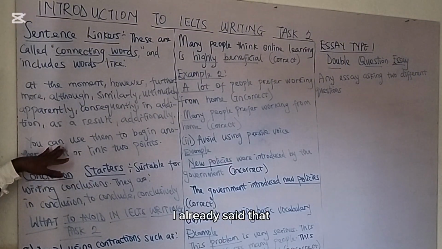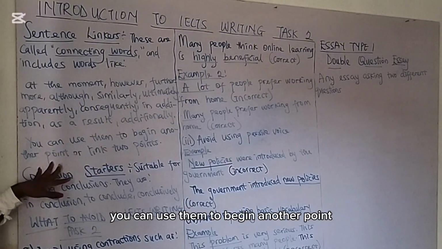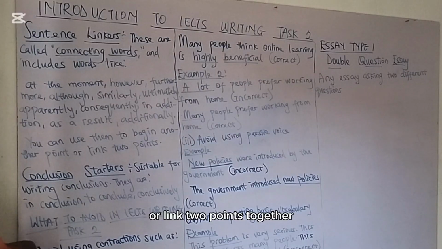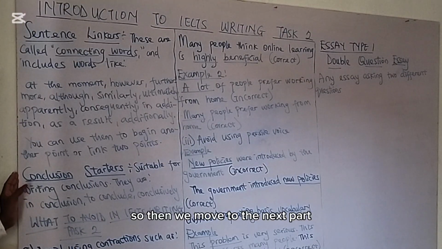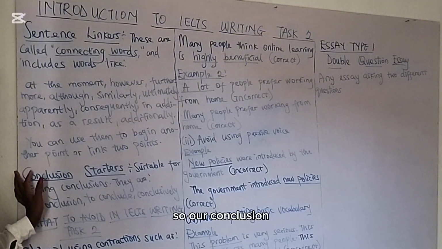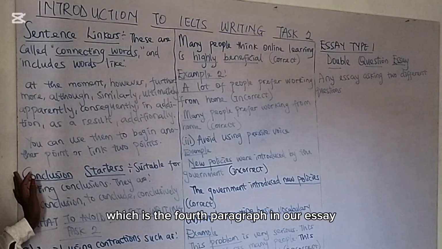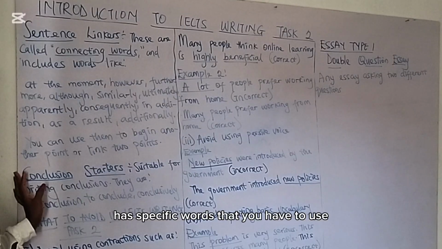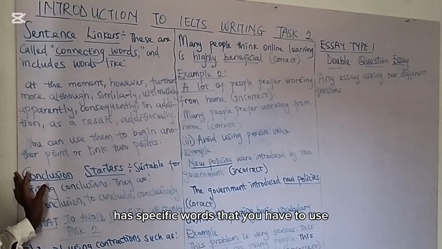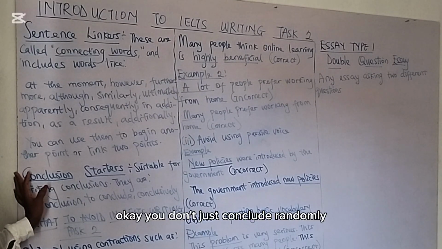Okay, so I would say that you can use them to begin another point or link two points together. So then we move to the next part, which is conclusion starters. Our conclusion, which is the 4th paragraph in our essay, also has starters. They have specific words that you are to use. You don't just conclude randomly.